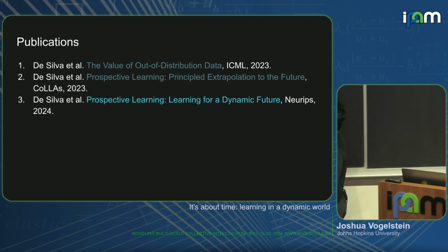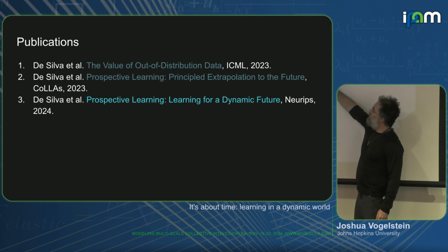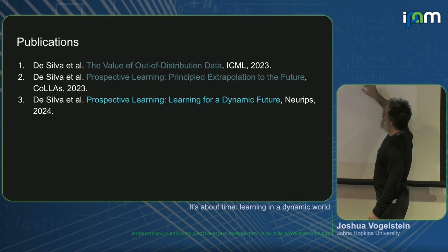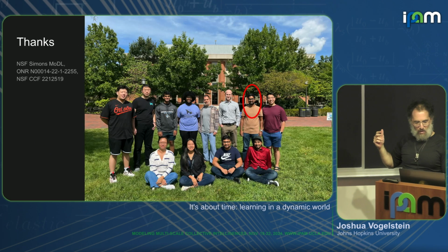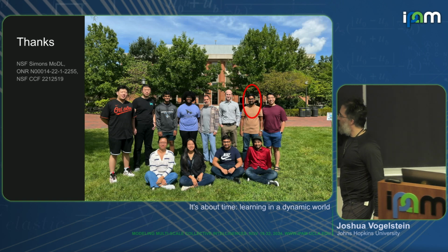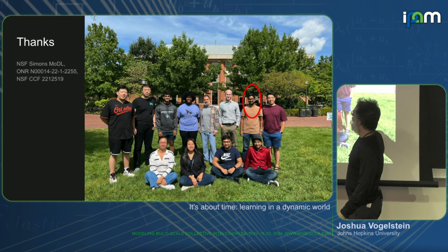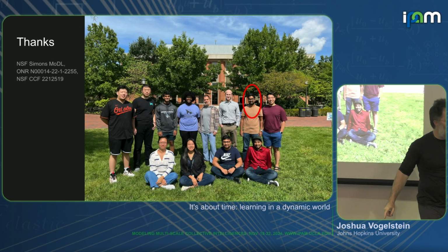There's a bunch of papers we wrote on this, but the most recent relevant one is this, Prospective Learning: Learning for a Dynamic Future, which we're presenting at NeurIPS in 2 weeks. And most of the work was done by Ashwin in the lab, but also all these other people helped.